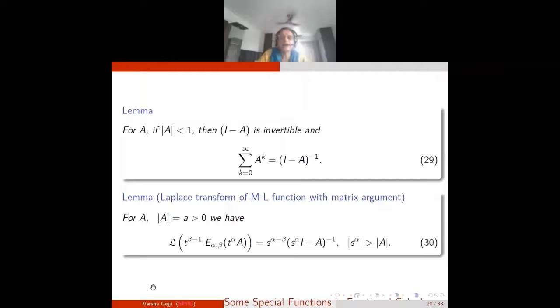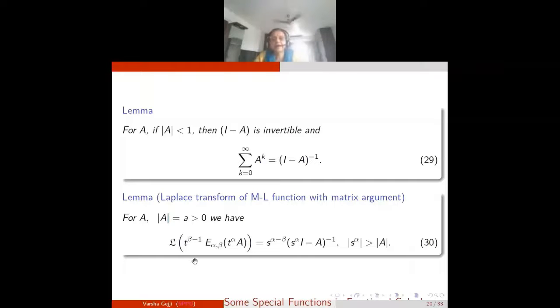Another property is, if matrix A has operator norm less than 1, then identity minus A is invertible, and summation A to the power k going from 0 to infinity is 1 upon identity minus A. So this will remind you of that simple geometric series. When you have mod x less than 1, then summation x to the power k is 1 upon 1 minus x when mod x less than 1. So it carries forward even to matrices.